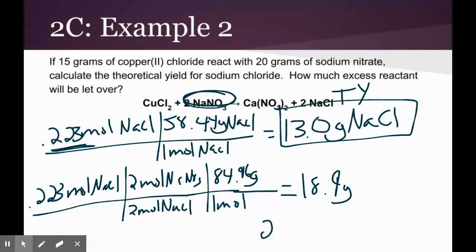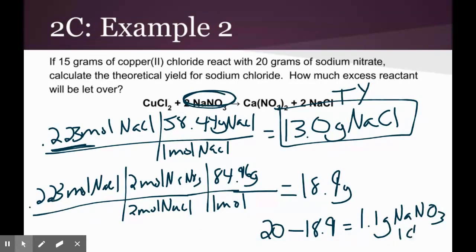So if we started with 20 grams of NaNO3, do 20, subtract what was used, and that gives us 1.1 grams of NaNO3 left over. Right? So the theoretical yield for NaCl is 13.0 grams, and we have 1.1 grams of NaNO3 left over.